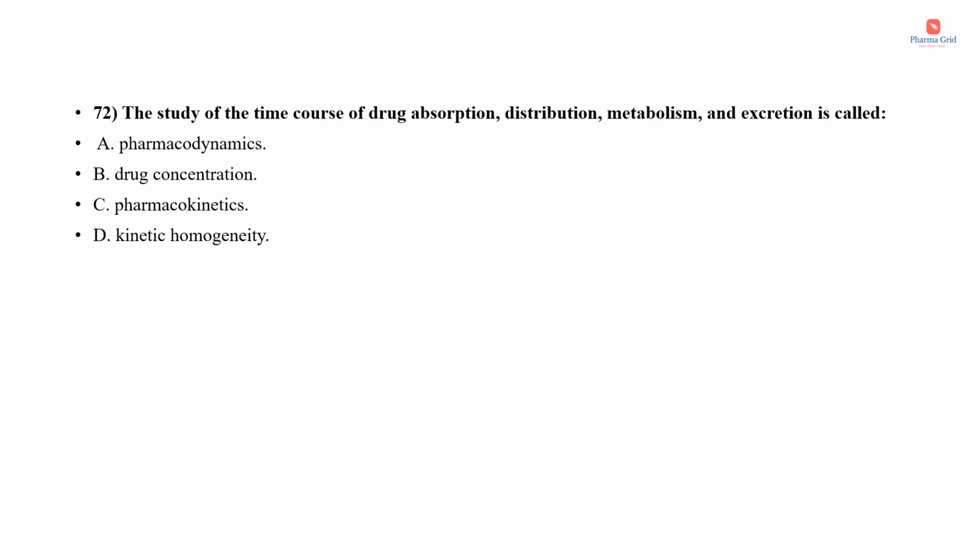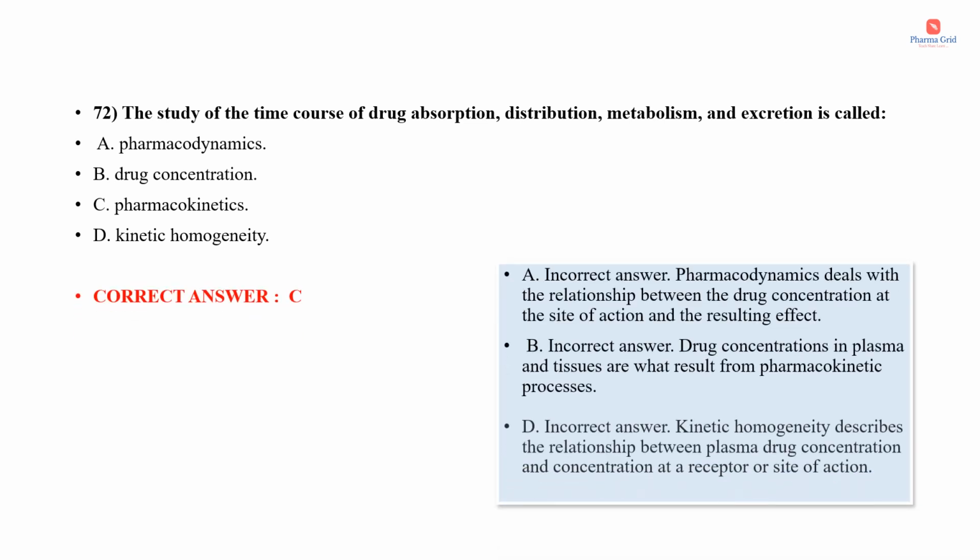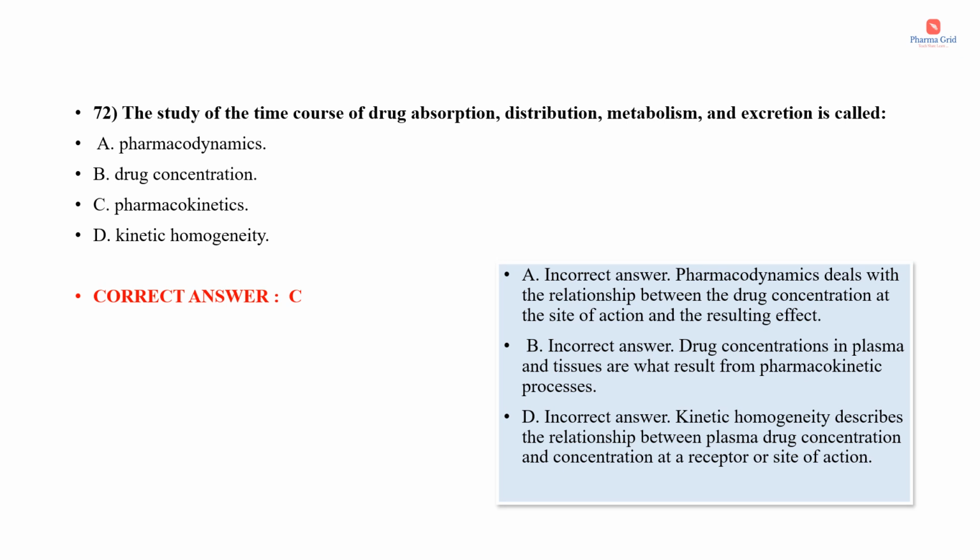The study of the time course of drug absorption, distribution, metabolism and excretion is called. The options are pharmacodynamics, drug concentration, pharmacokinetics, kinetic homogeneity. Here the correct answer is option C, that is pharmacokinetics. That is, the study of time course of drug absorption, distribution, metabolism and excretion is called pharmacokinetics.